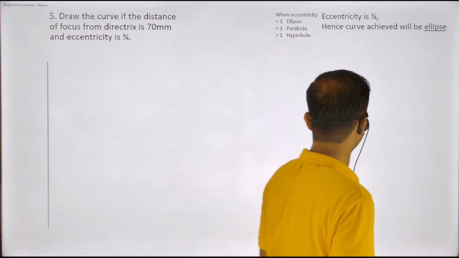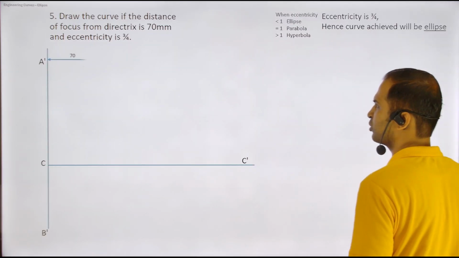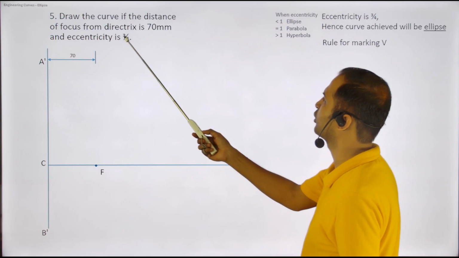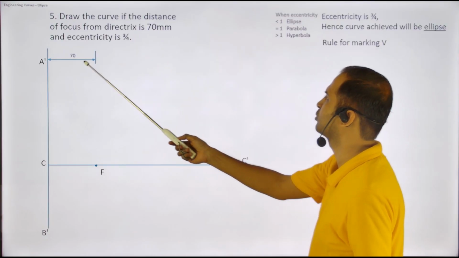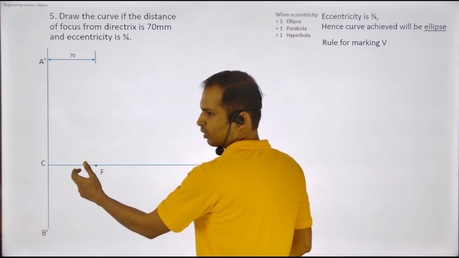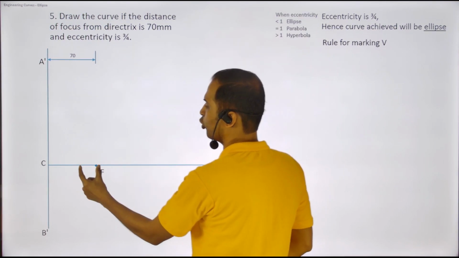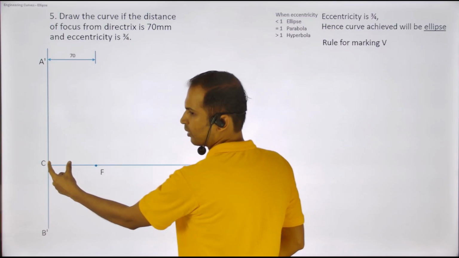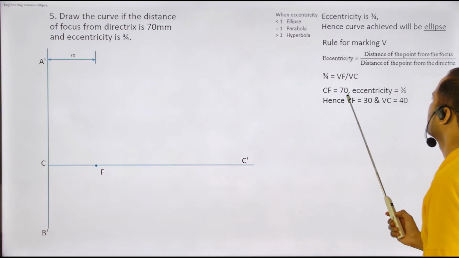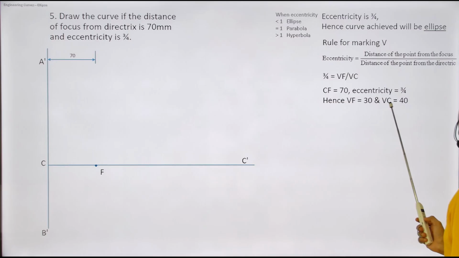Okay. So now we'll just follow this. We have not done this, but we'll just finish this quickly. I'll fast forward it. The eccentricity is given as 3 by 4, and 70 is the distance. So I know my point V is going to be somewhere over here. This is going to be 3 parts and this is going to be the 4th part. So VF is going to be 30 and VC is going to be 40.